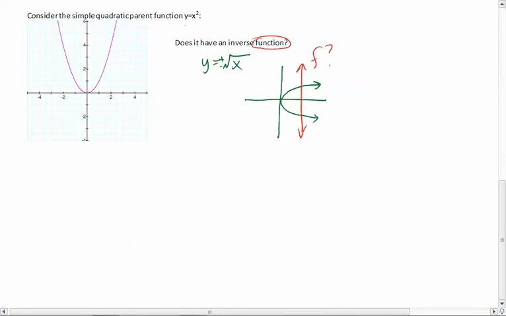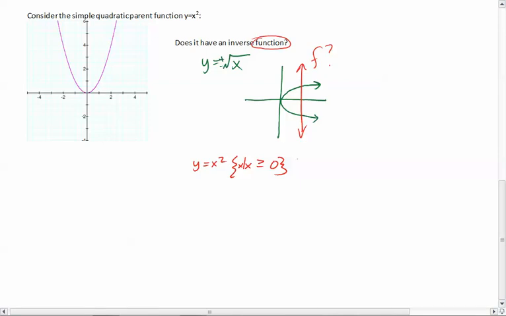If we want it to have an inverse function, we have to limit it. We have to say y equals x squared when x is greater than or equal to 0. And really we should write it this way: x is in the set of numbers where x is greater than or equal to 0. Or less than or equal to 0 is fine as well, but you can only limit it that way.